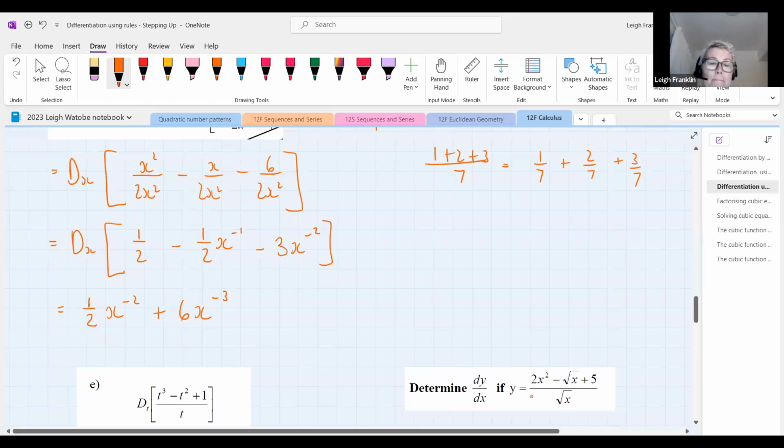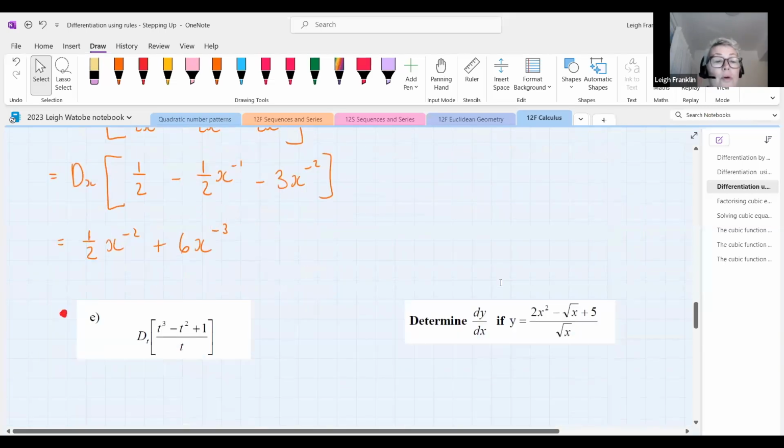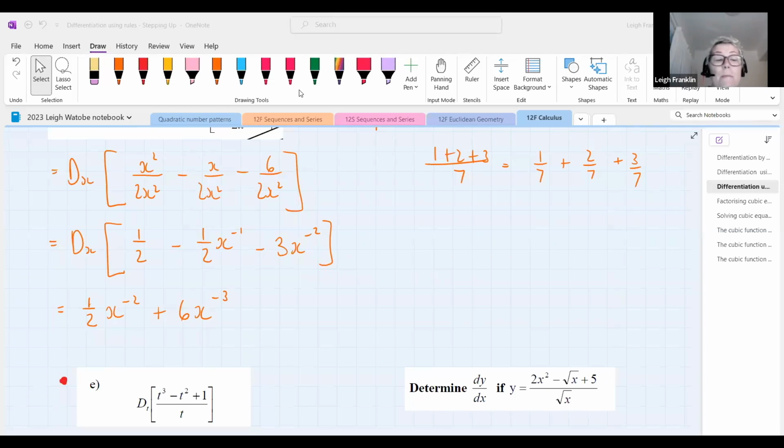Ntando? So, Madam, you said the first 1 over 2 is equal to 0. Yes, because the derivative of any constant is 0. Oh, okay, so that's why the first 1 over 2 became 0, and I only have 2 terms in my answer. Okay, no problem.